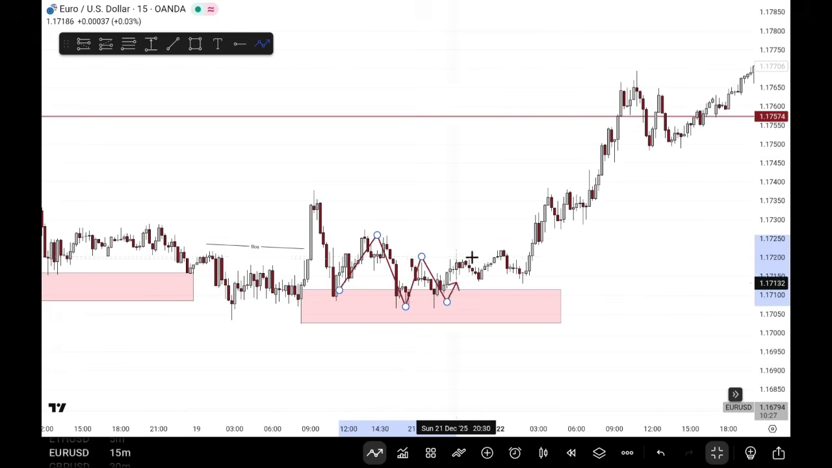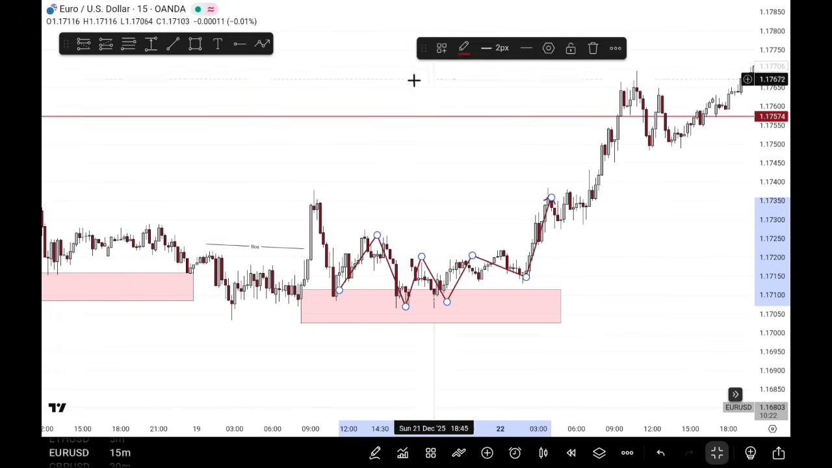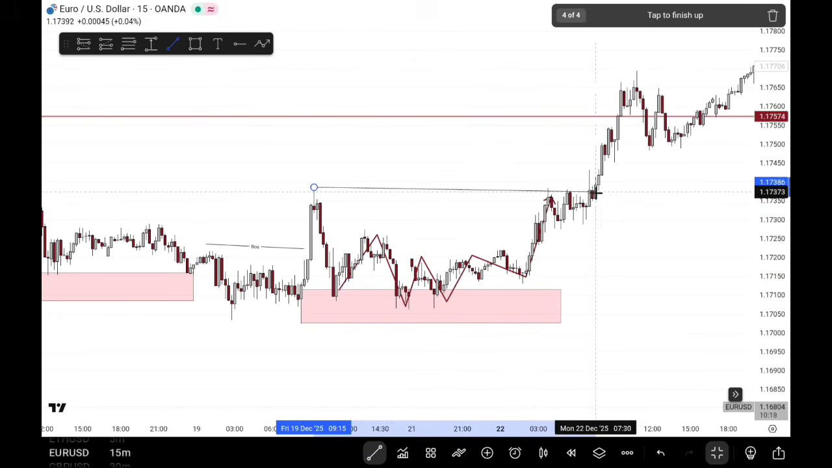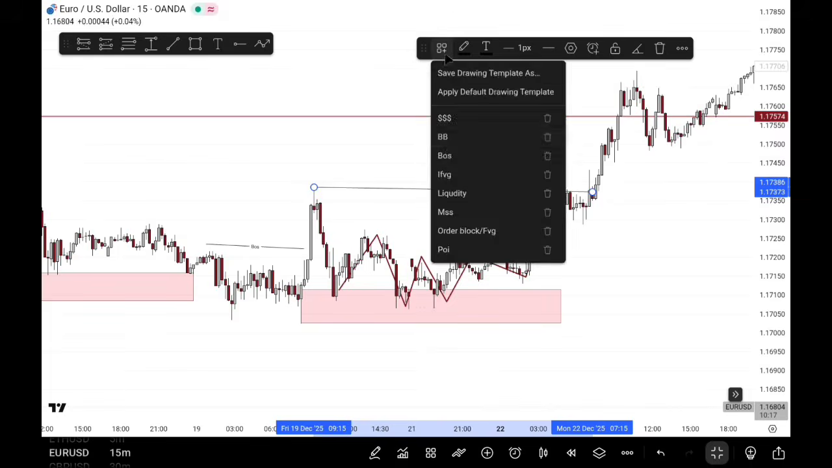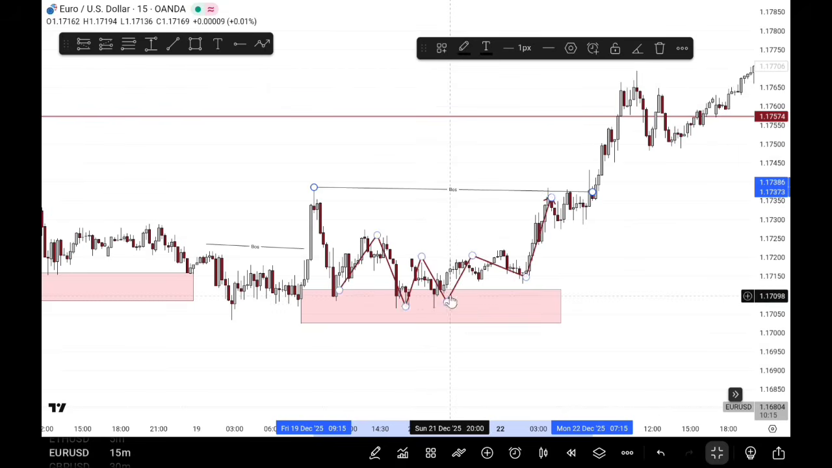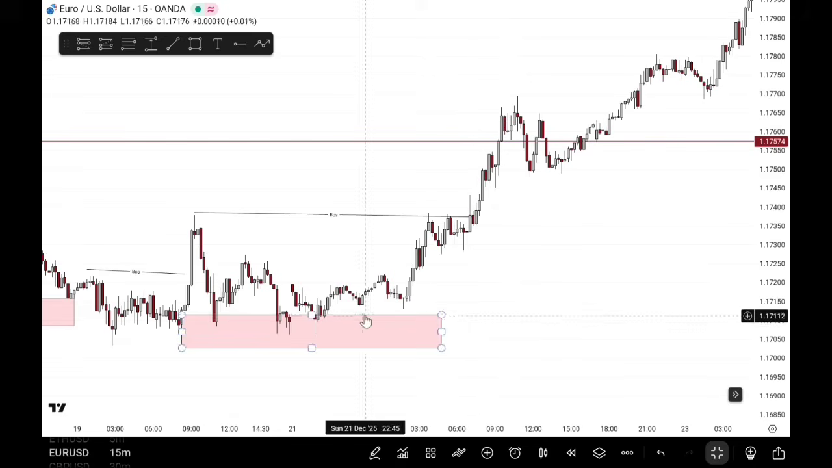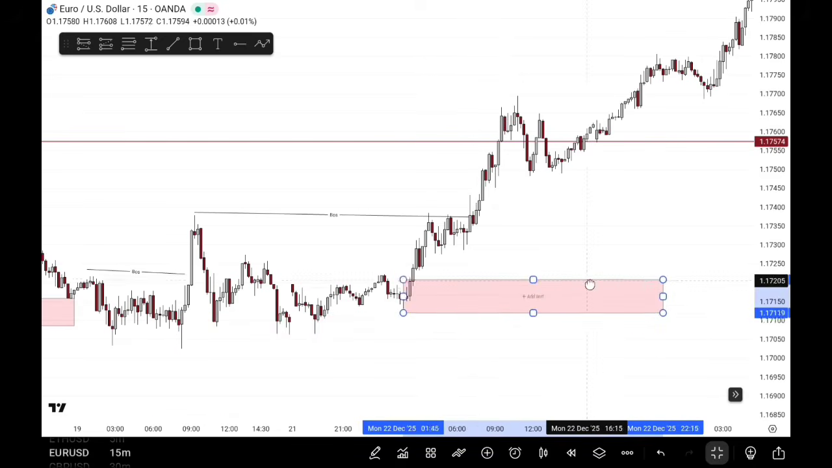Having this move on this move before price clears it up and also gives us another break of structure to the upside. So we have this break of structure to the upside at this point, right? So where is the origin I'm going to mark? This is going to be the origin.